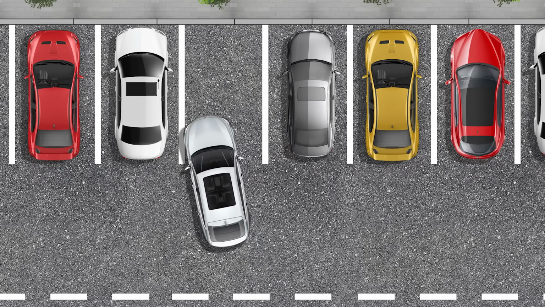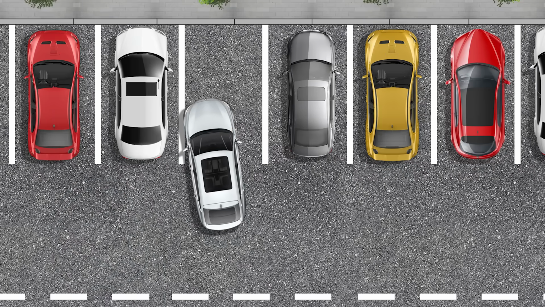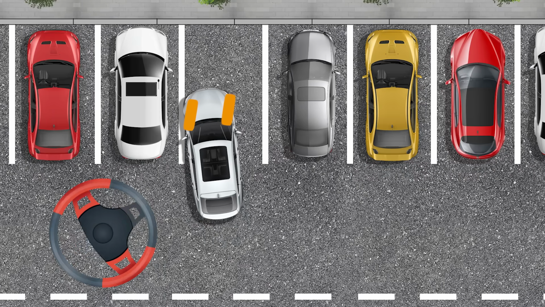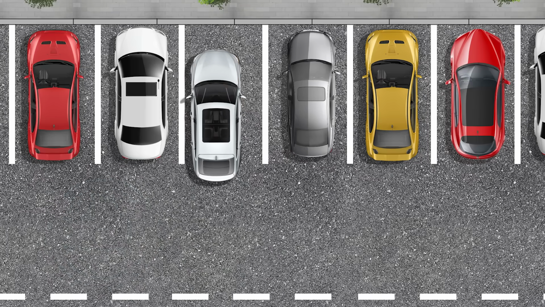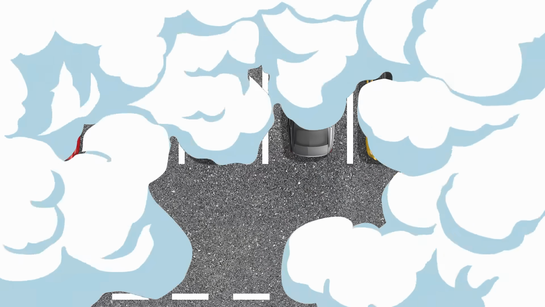To avoid this, you should proceed as follows. When the front corner of your car is inside the parking space, you should turn the steering wheel to the left and put your wheels straight. When the rear of the car is in the middle of the parking space, turn the steering wheel back to the right and align the car parallel to the parking space. Congratulations, you have successfully parked. Now practice on your own on unloaded sections of road.